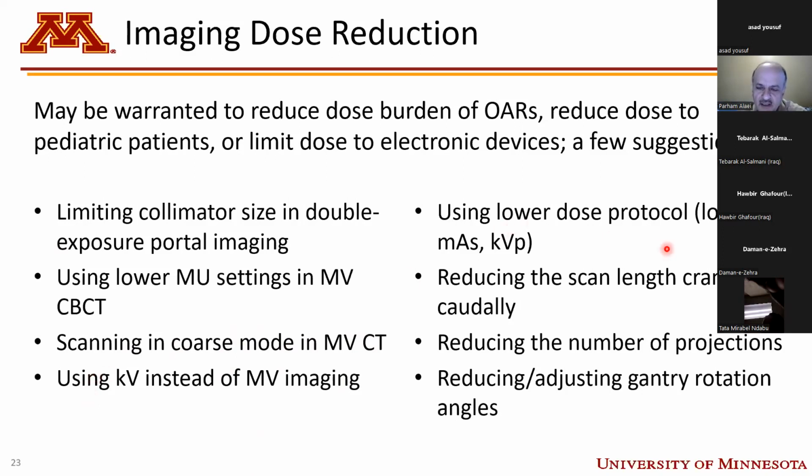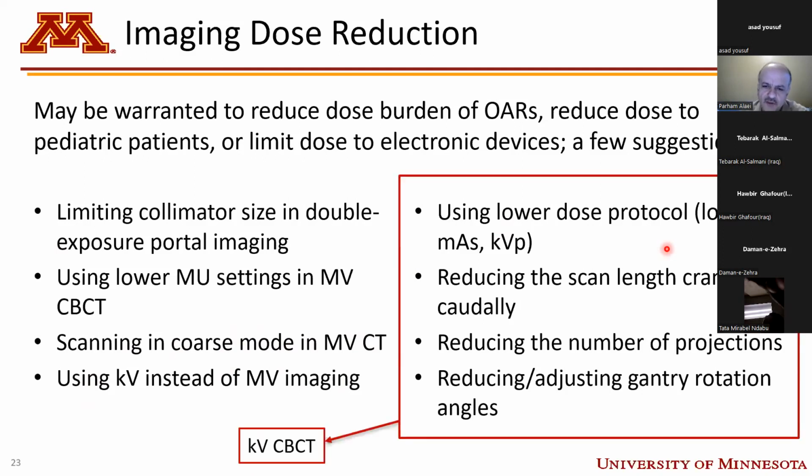And on the right-hand side, these are mostly, I believe, the kilovoltage cone beam, yes. So these are the lower dose protocols: lower mAs and kVp lowers the dose, reducing the scan length I mentioned before. Number of projections does affect it linearly, and the gantry rotation angles. So all of these affect the imaging dose. Now keep in mind, if you reduce the imaging dose, we need to have a good quality image. If the image quality is not good and you repeat the imaging because of that, then you defeat the purpose. You actually expose the patient to more dose.